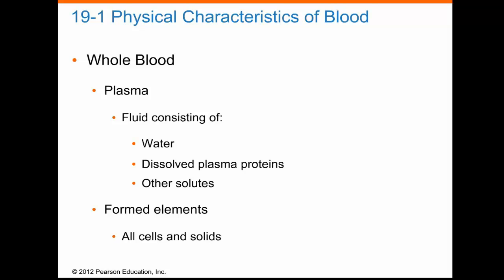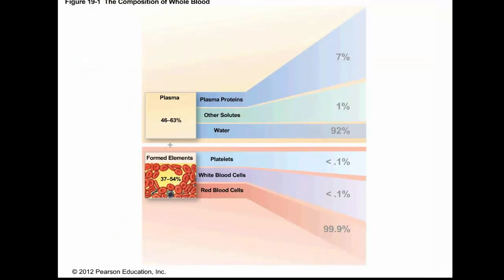Whole blood has plasma in it, consisting of water, dissolved plasma proteins, and other solutes. Then it also has formed components, formed elements. So the formed elements are all the other cells and solids. So here we've got a diagram showing you the formed elements. You've got a diagram in your book which also has the same picture.